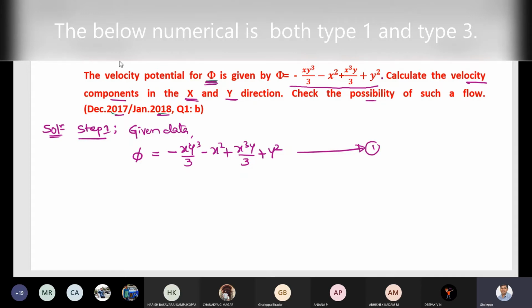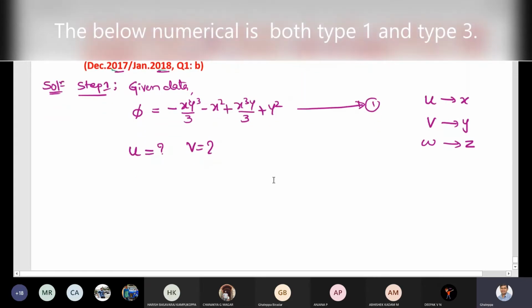Dear friends, what is the velocity component in x direction? That is u. It is equal to how much? Similarly, what is the velocity component in y direction? That is v. V is equal to how much? Understood? Velocity component u is in x direction, v is in y direction, and w is in z direction. So u, v, w are the velocity components in x, y, z respectively.